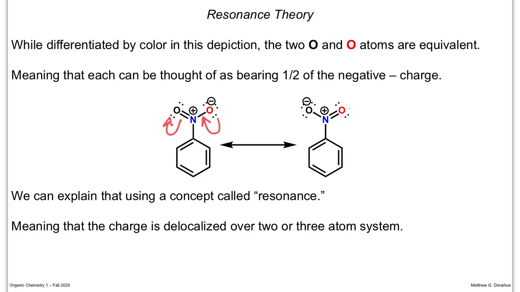You can still calculate the formal charge the same way. But what's the same? The nitrogen's still plus. That hasn't changed. All we've moved is the negative from here over to the other one. But these are not separate structures. What it's telling you is that each oxygen is kind of half negative. That in that region of space, they're sharing the lone pair of electrons.